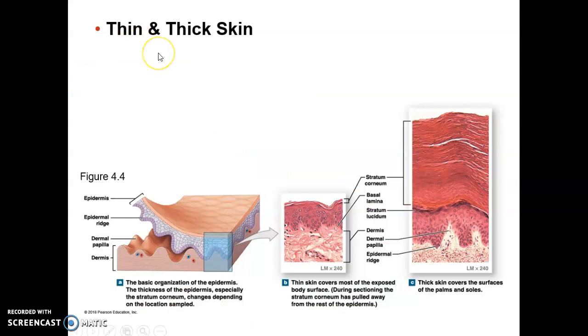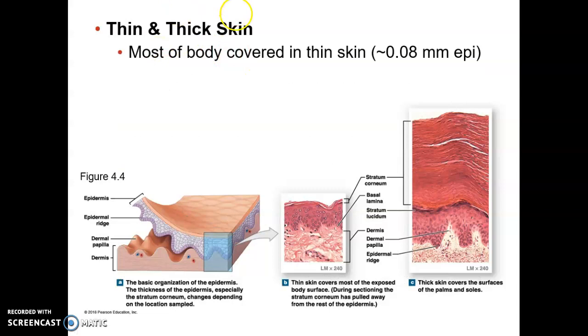Okay, let's look at thick versus thin skin. So most of your body is covered by thin skin, which is fairly thin, only 0.8 millimeters. And that's where you have hair on your body, like on your arms, your torso, your head, etc. Only 4 layers. The layer that's missing in thin skin is the stratum lucidum.